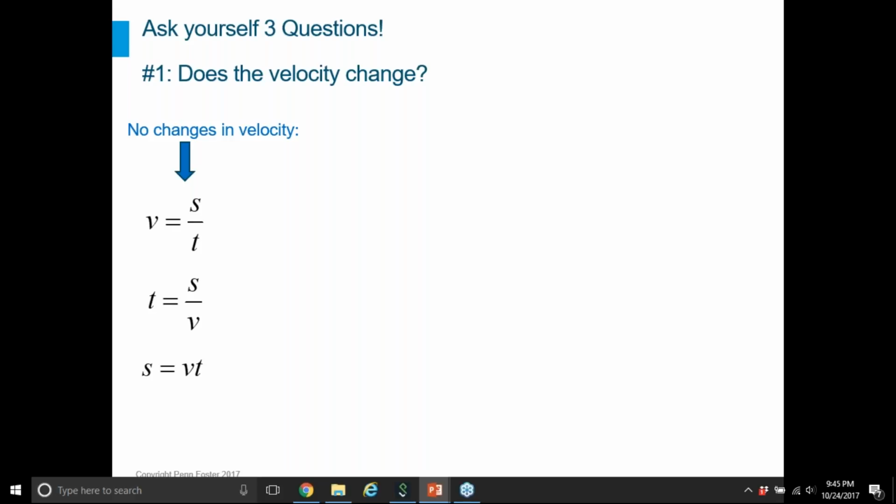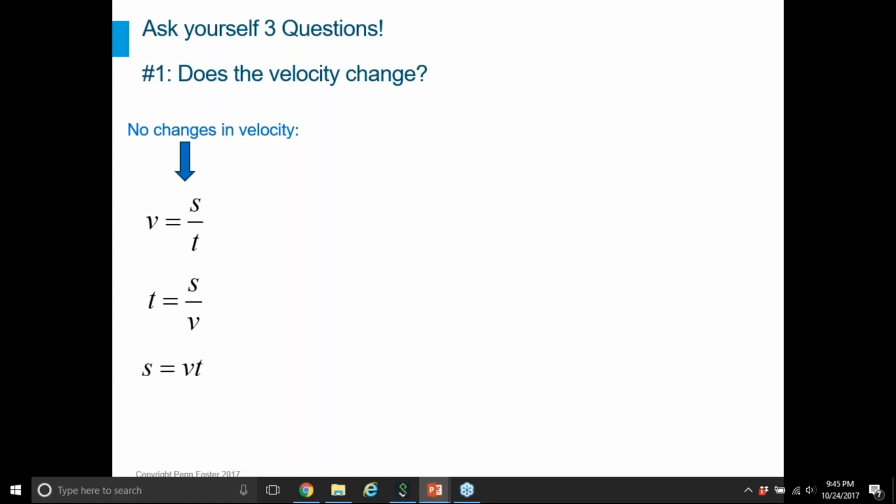So if your velocity does not change, if the question just talks about one single velocity, it doesn't say speeding up, it doesn't say slowing down, it doesn't say stopping, it doesn't say a starting velocity or an ending velocity, and it does not have the word acceleration, then lucky you, you get to use one of these formulas.